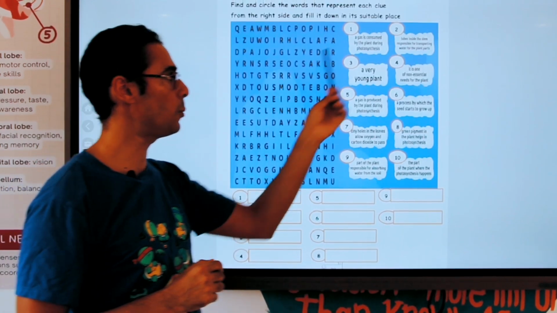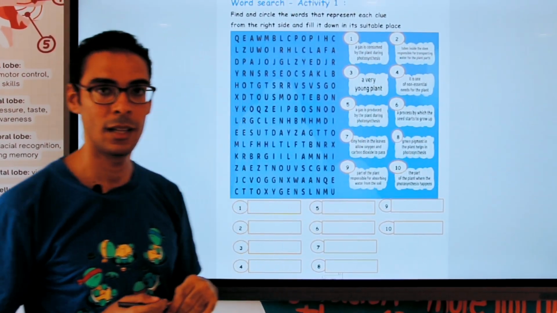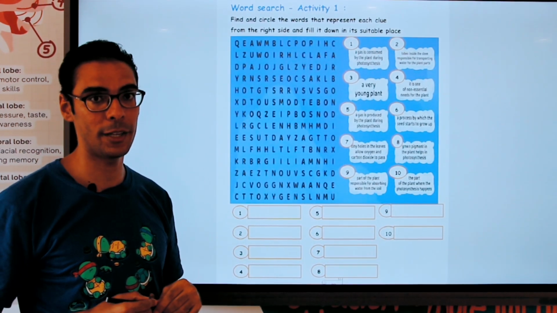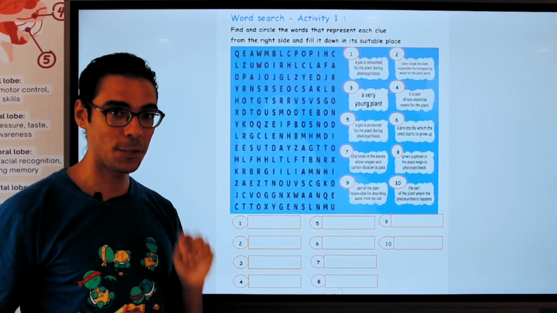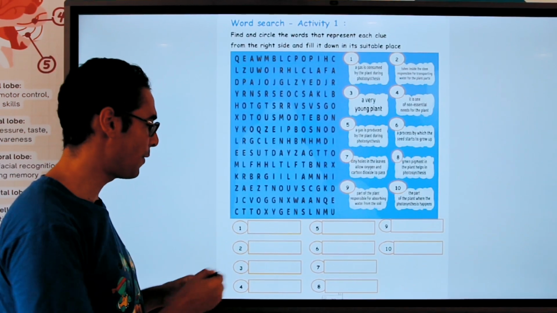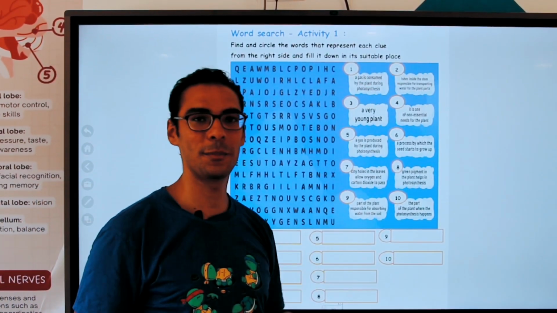So question number 1: a gas consumed by plants during photosynthesis. The answer might be carbon dioxide. But do you see where carbon dioxide is? Search for it. When you find it, please fill it in here in number 1. Then move to question number 2.